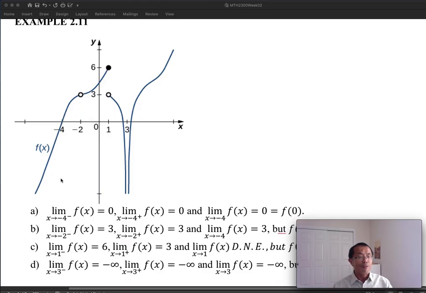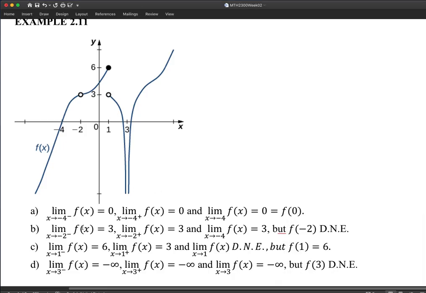Okay. So first part for this graph, we are considering the behavior of the function at x equals -4. Looking at the graph, I can say the function value at -4 is 0 right here. And also, as you can tell, as x approaches -4 from the left, it is approaching this point, which is 0. As x approaches -4 from the right, it is approaching the same point.